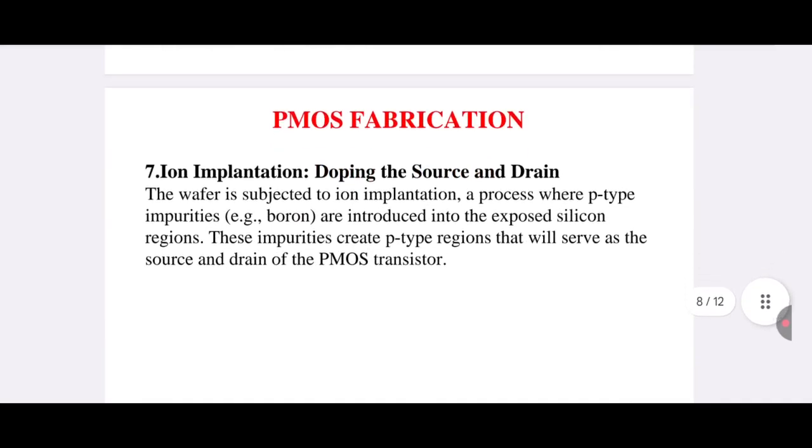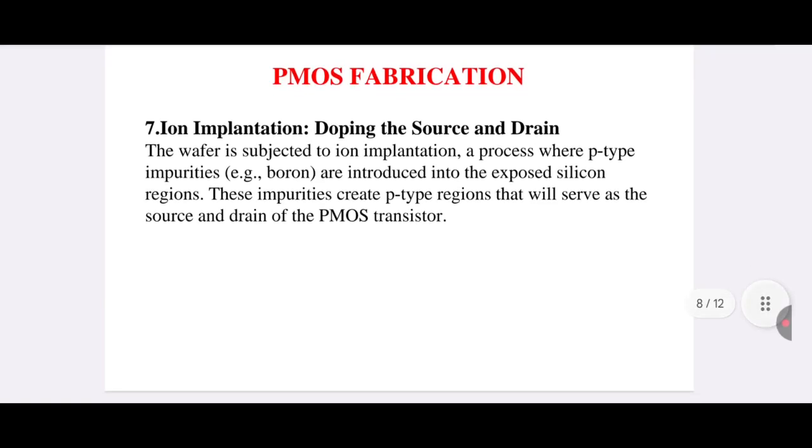Here the next step is ion implantation, where the substrate is heated to a higher temperature around 1000 degrees Celsius and then p-type impurities are allowed in the form of a gas. Here we will be forming source and drain terminals which are of p-type.